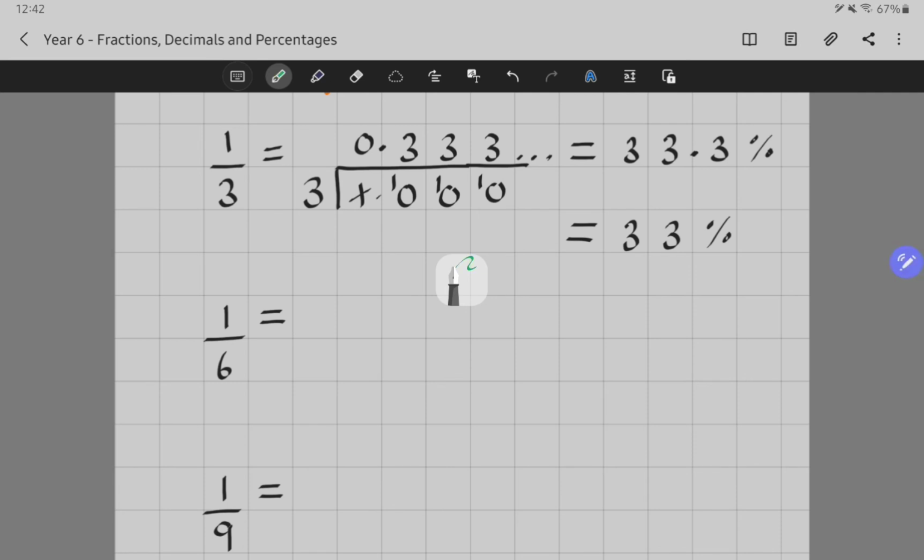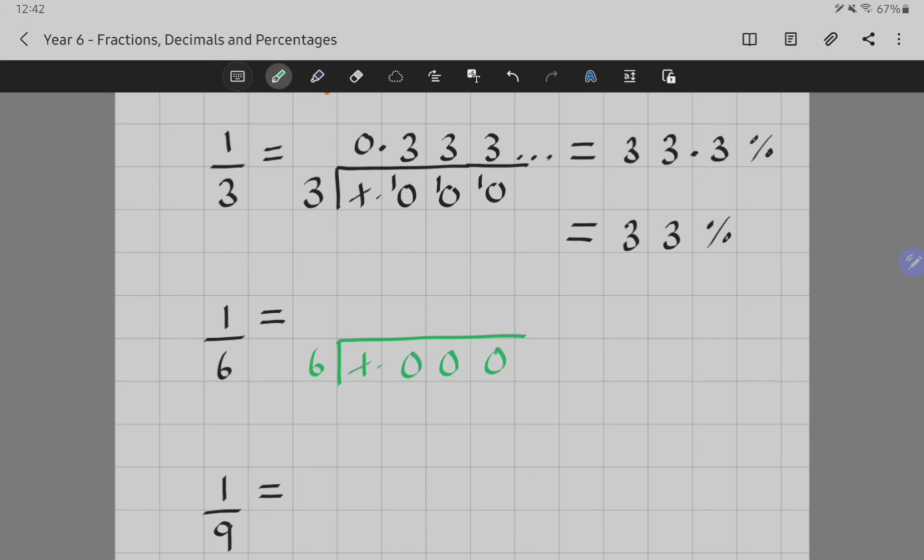How did you get on? Okay, so you're linking your different parts of maths. You're having to use your division skills to find your decimal equivalent, and then multiplying by 100 to find your percentage equivalent. So let's divide 1 by 6 this time.